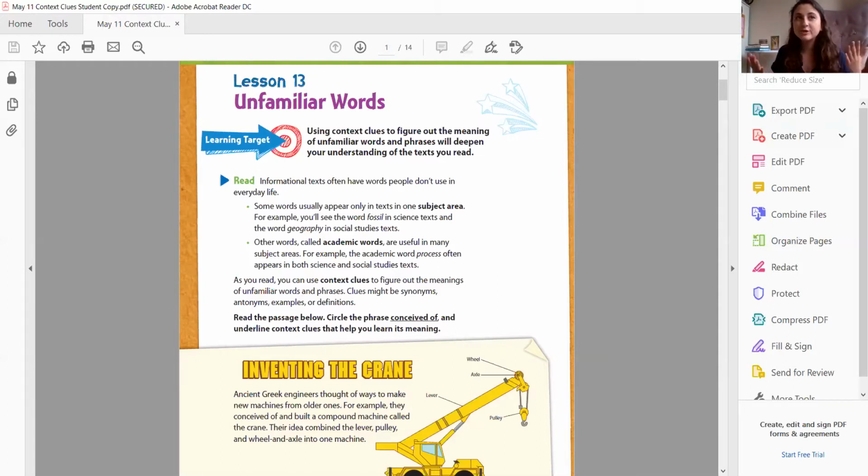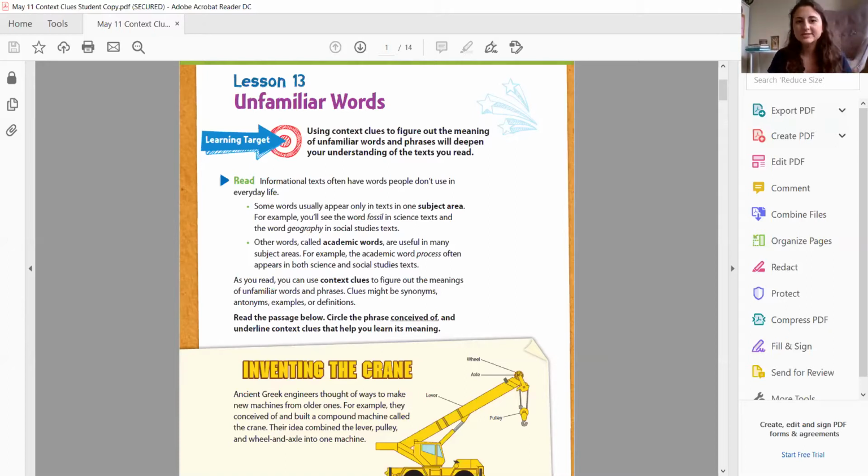And we're going to be figuring out how to use context clues to figure out the meaning of words in our readings today. And this is going to be especially helpful when we're reading things in our subject areas like math and science and social studies, right? Because there's going to be lots of unfamiliar words that we might not know. So let's focus our attention on our learning target for today. Let's read this together with me.